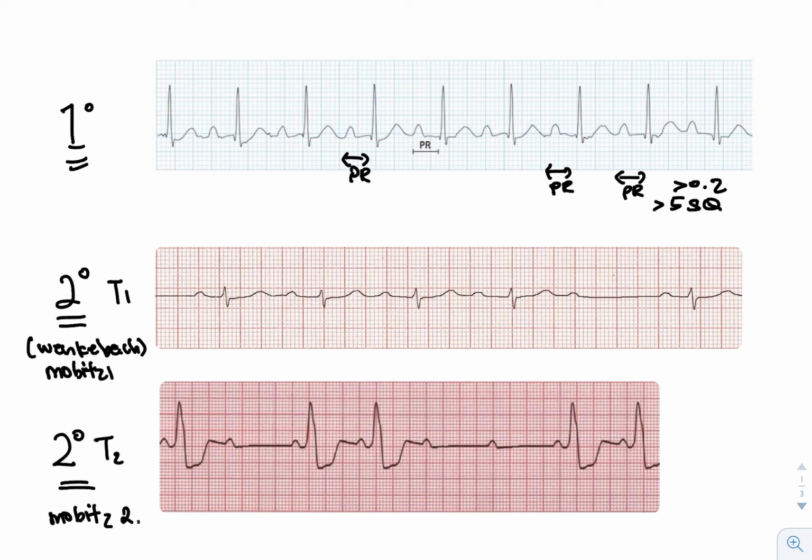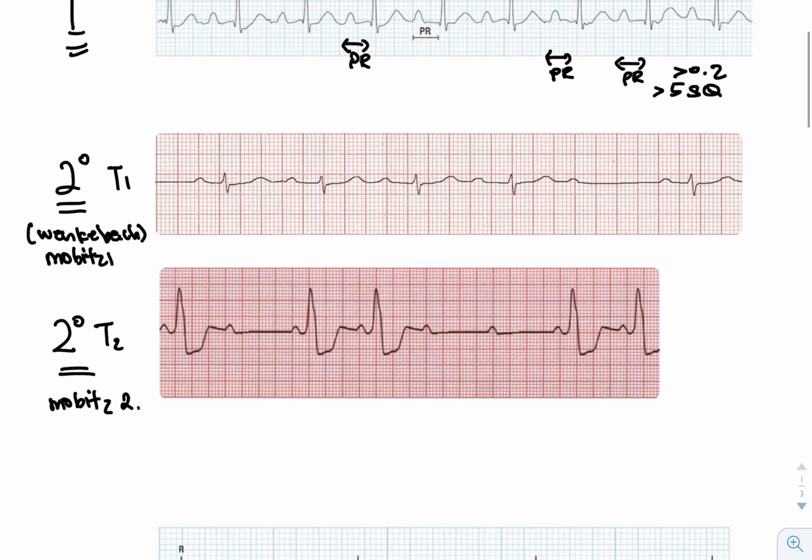Now, a second degree type 1, or a Wenckebach or Mobitz 1 heart block, is going to have a gradually prolonging PR interval. As you can see here, they're getting wider and wider and wider, and then you get a dropped QRS complex. And then the process repeats. With a second degree type 2 or Mobitz 2, you have normal P waves followed by QRS complexes, and then you get sudden drop beats, and they often have a pattern.